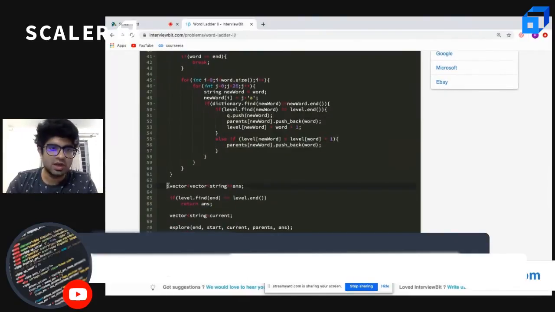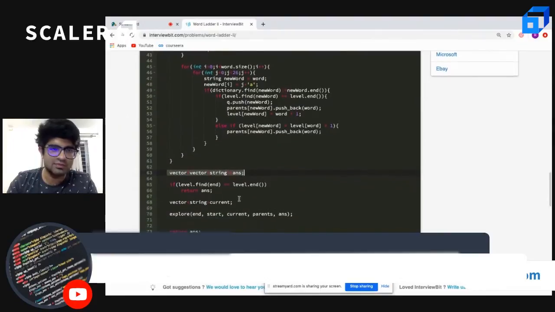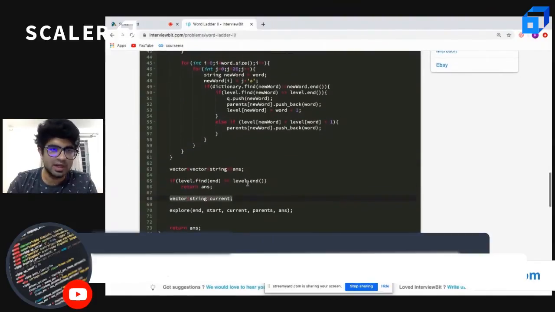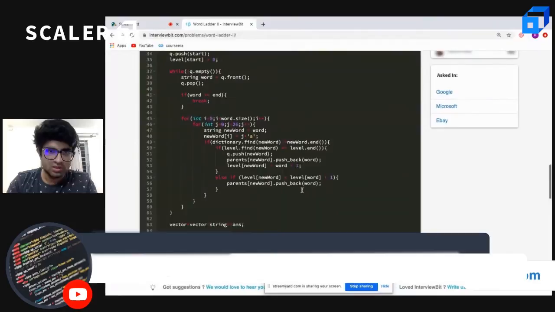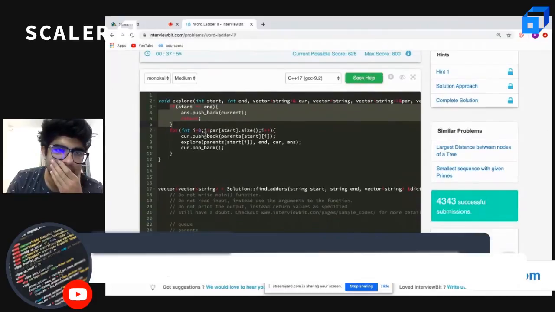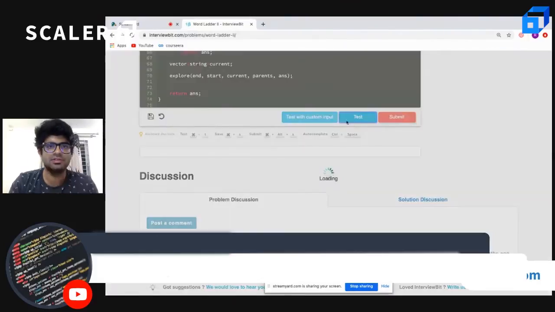That is fine. Now I am declaring my answer and doing the backtracking technique. If I haven't found it, I return the empty answer. Now let's keep it as current path, and I'm exploring all the possible paths with the information that is being given to me. If I found start as end, that means I reached the end, so I need to push the current path, nice. Other than that, it's a recursive call. Now I am pushing that particular information. Did I miss something? Am I missing anything? Now it looks fine to me. Let's test.